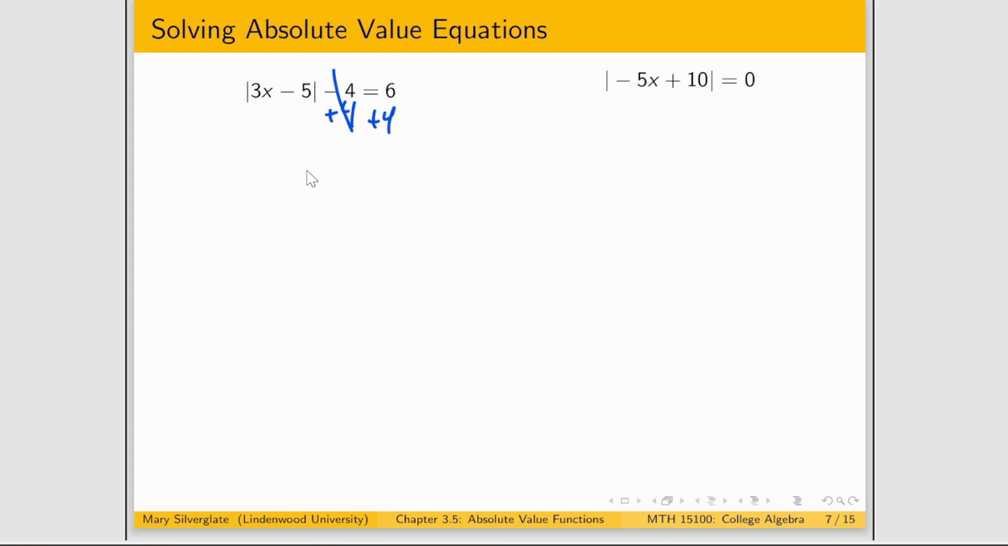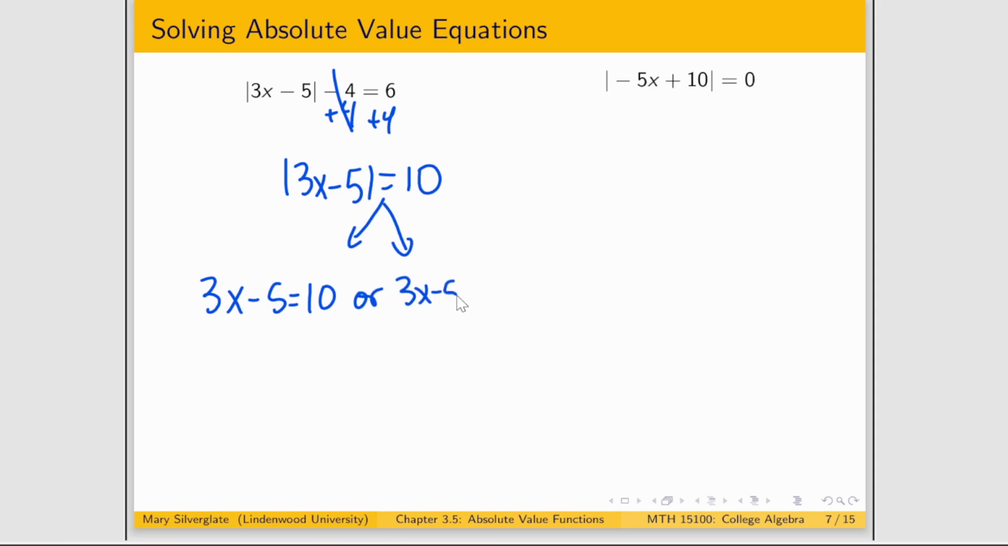Negative 4 plus 4 makes 0. I'm left with the absolute value of 3x minus 5 is equal to 6 plus 4 makes 10. Now I'm good to set up my two mini equations. So I have 3x minus 5 is equal to positive 10, or 3x minus 5 is equal to negative 10. Because if the absolute value of something is 10, then that something better be 10 or negative 10. Now we have two two-step equations to solve.